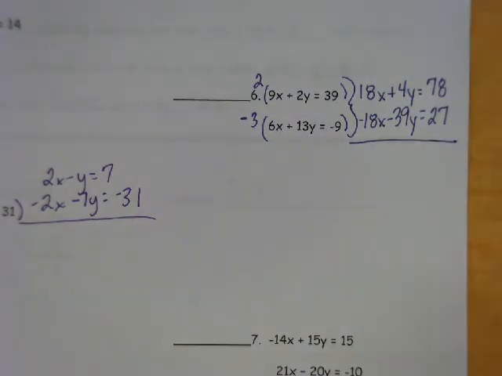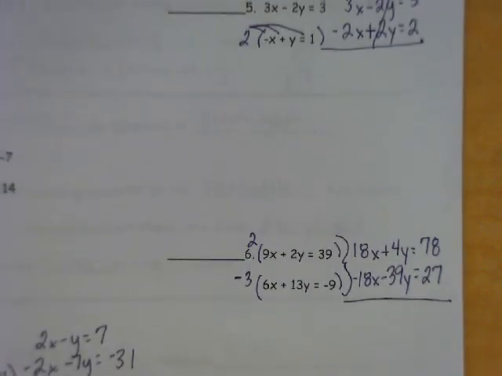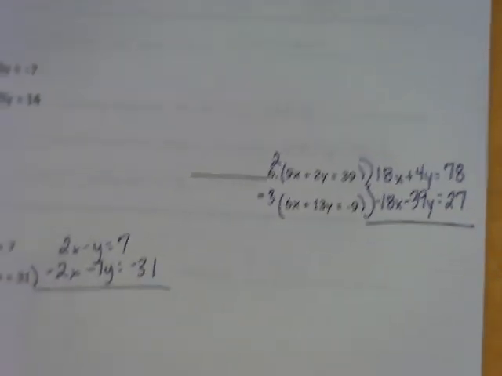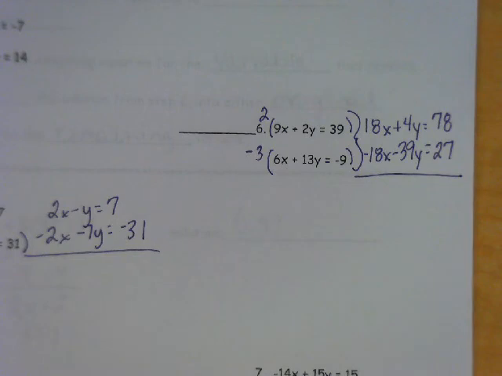Okay, so here's what I want you to take from this. You can multiply by a -1 to make things eliminate. You could multiply by a value like we did on number 5. We multiplied by 2. Or sometimes you need to multiply both equations by a value to get things to eliminate.